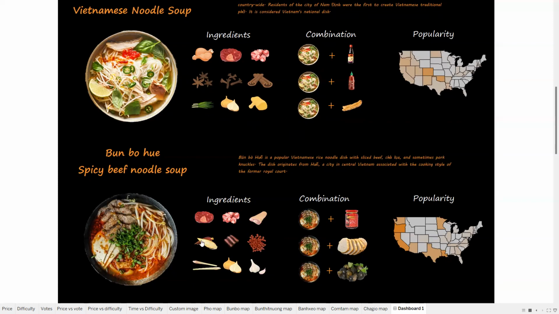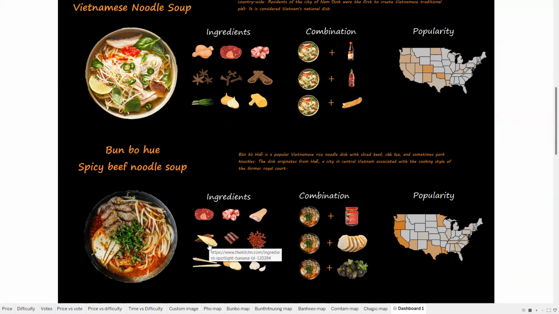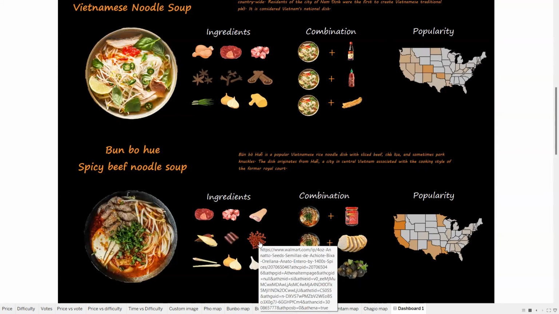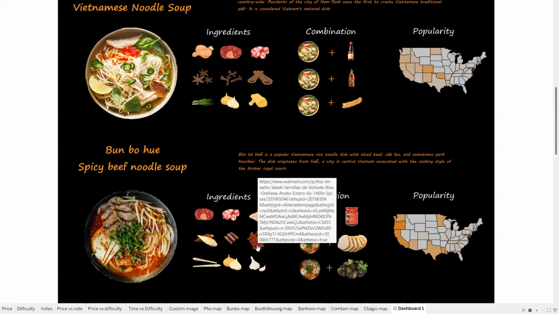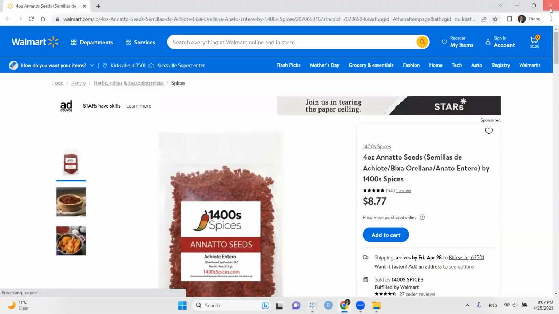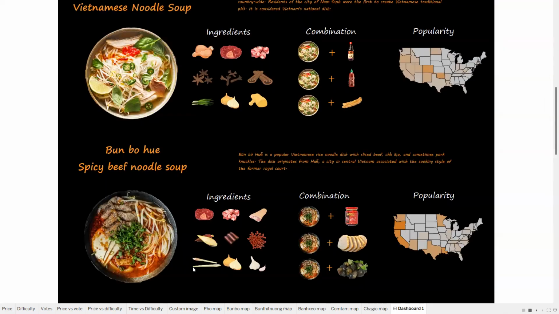And also these are three key ingredients that make bún bò Huế distinguished, different from the phở that I mentioned earlier. This one is the banana flower. The second one is the pork blood. And the red one is what makes the red, kind of orange color of the soup, which is the annatto seed that you can also buy from Walmart, together with garlic, lemongrass, and onions.